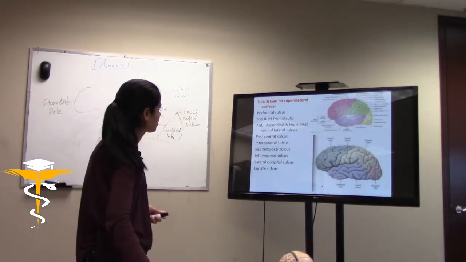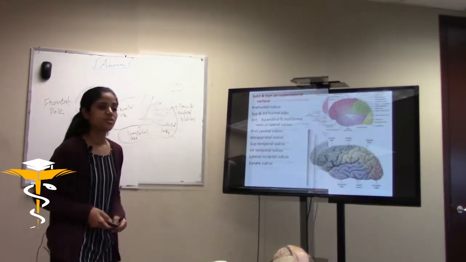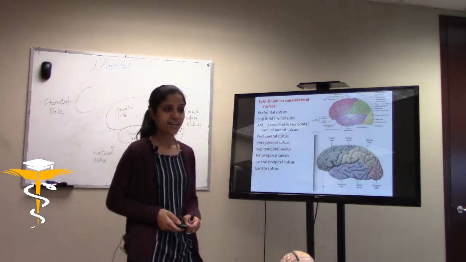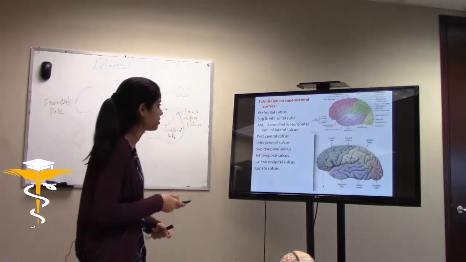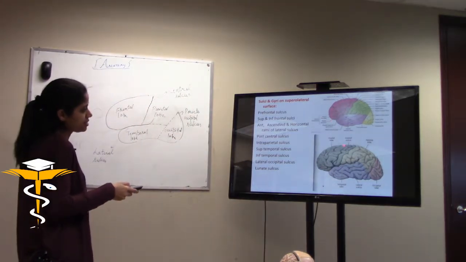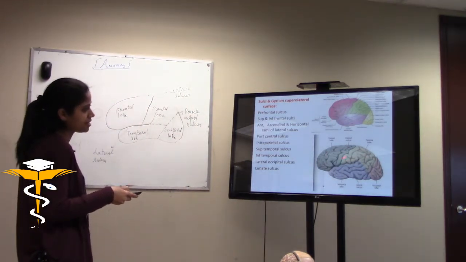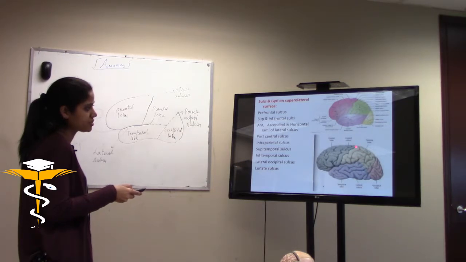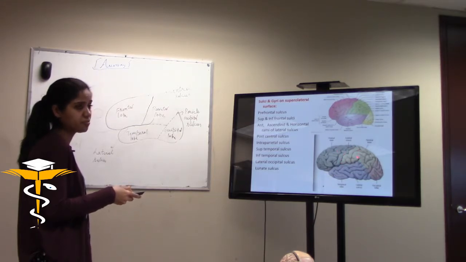So now, starting with the sulci and gyri of the frontal lobe. In this picture, the whole green color is basically showing you all the sulci and gyri of the frontal lobe. And I think by now you are in a position to identify this sulcus. This is the central sulcus, which is separating the frontal lobe from the parietal lobe.